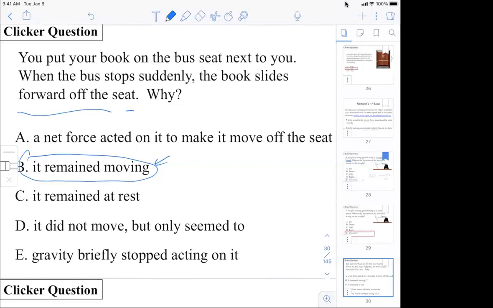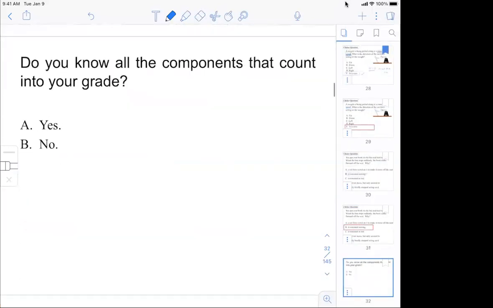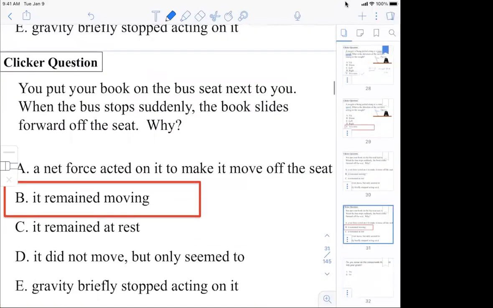Okay, so that's all for today. We have finished our discussion for Newton's first law. And on Thursday, we will start our discussion on Newton's second law. Okay. All right. I'll see you on Thursday.